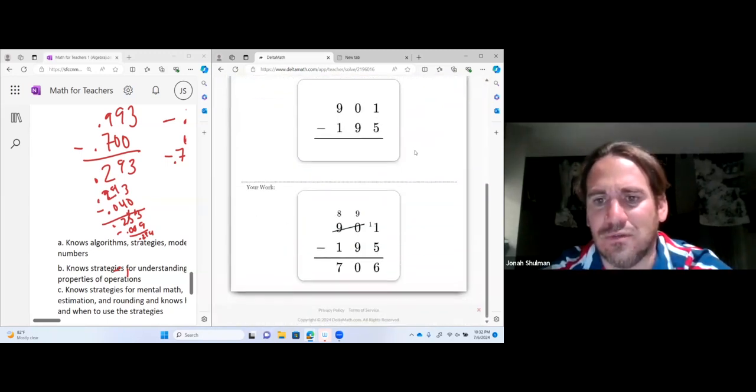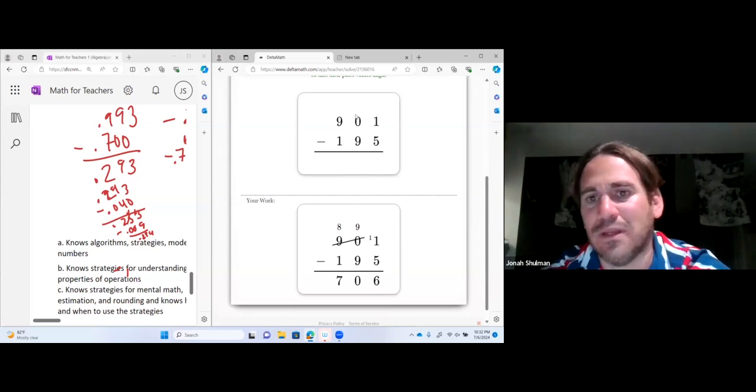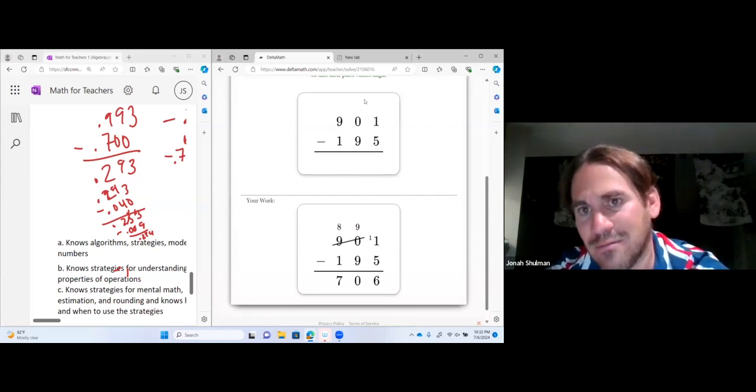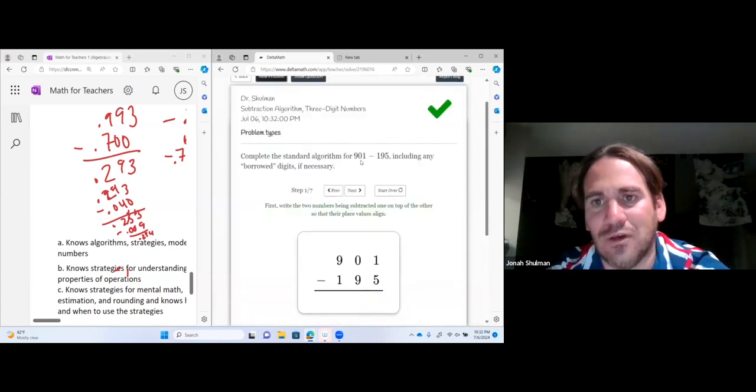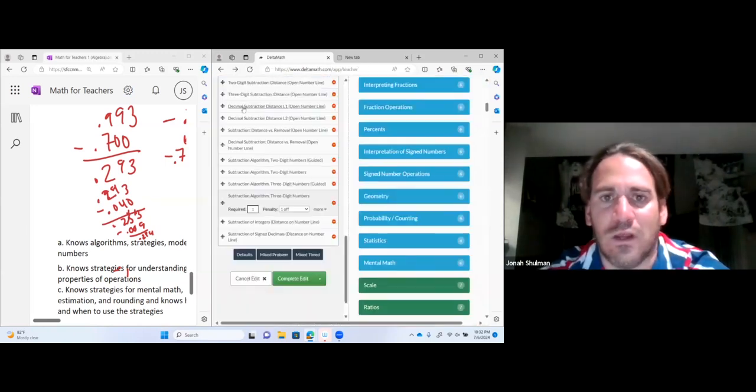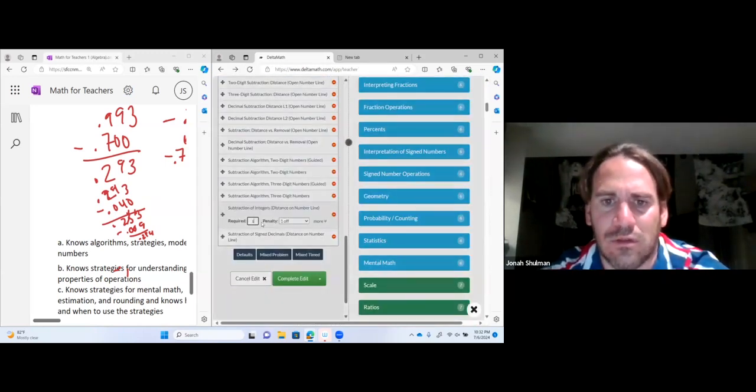Sweet, and here's all the stuff. So you had to borrow, since this was 0, we had nothing to take it from, so we had to borrow from the 9, make that an 8, and that 10 becomes a 9. And that's how it works. All right, it looks like we got 2 to go.